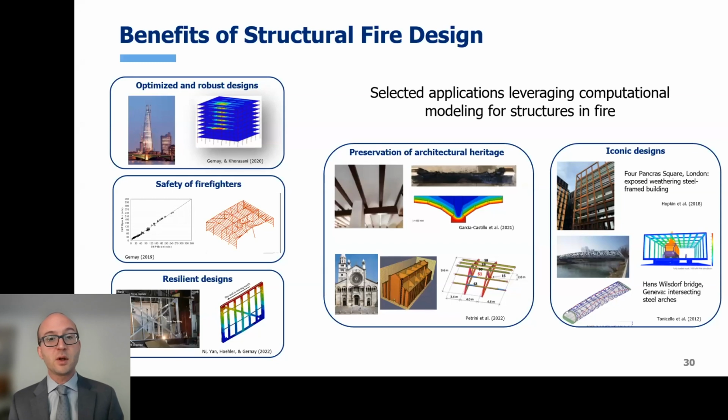Eric Tonicello in Switzerland, who studied scenarios of truck fires on a bridge, because it was a bridge with very high cost, lots of value, and with an unusual design with intersecting steel arches. So modeling was used to check the behavior in case of fire.